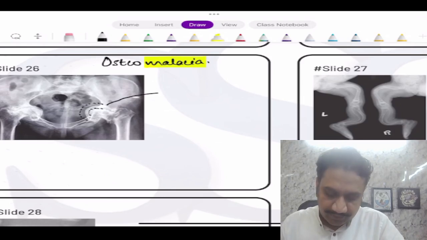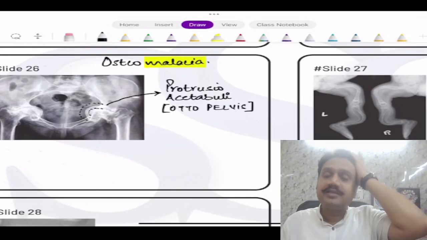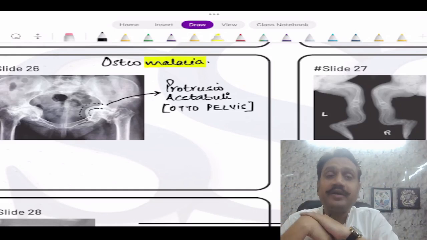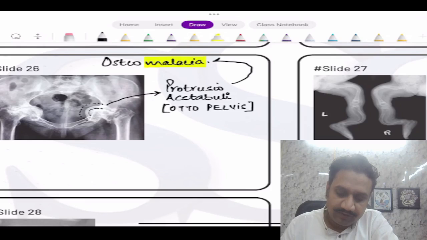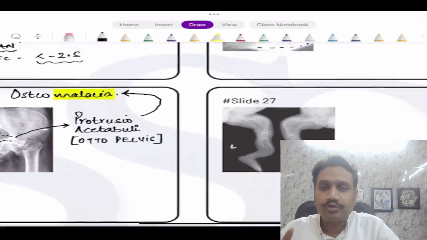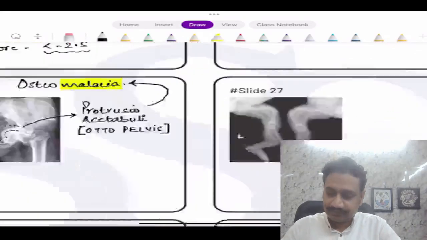And this kind of protrusion of the bone into the acetabulum is described as protrusio acetabuli, the other name for which is otto pelvis. I must remind you, this protrusion of the bone into the pelvic area is seen when the bone is soft, and the softening of the bone is called osteomalacia. So osteomalacia can have two typical features: one is the protrusion of acetabulum, and the other is pseudo fractures or the Looser zone. We should be very clear about this, right?